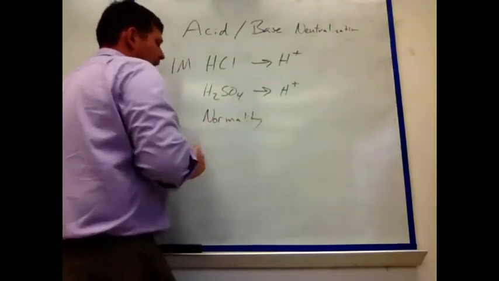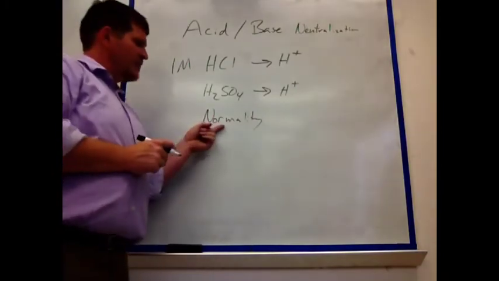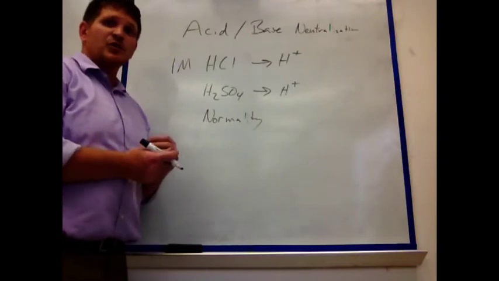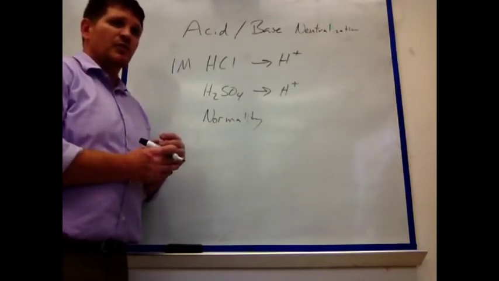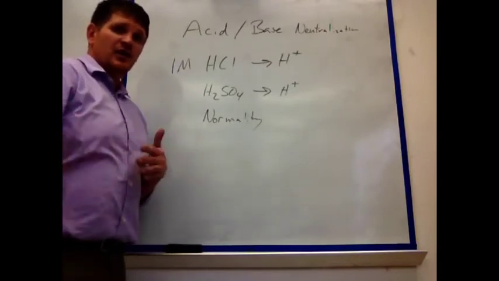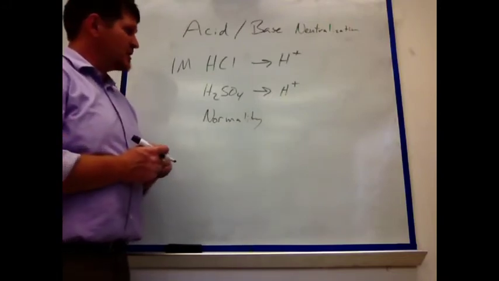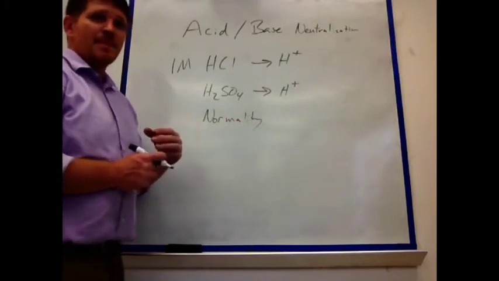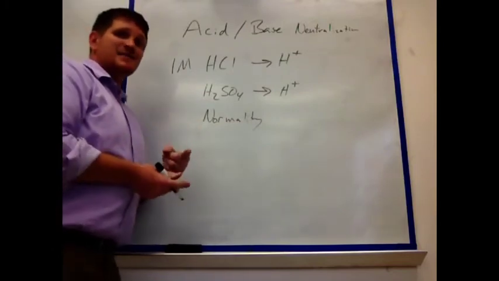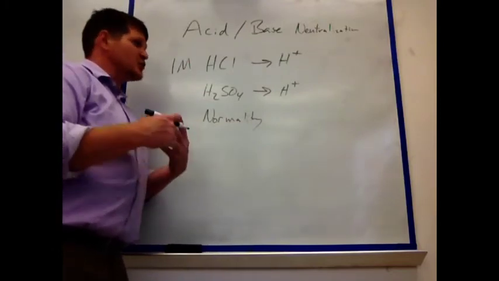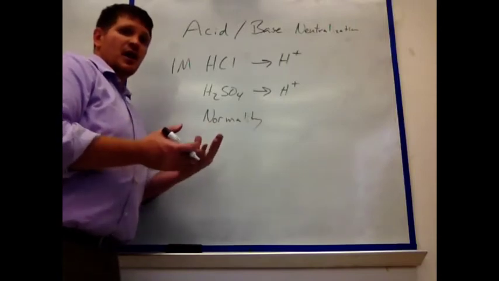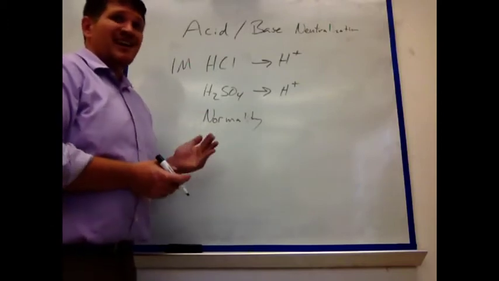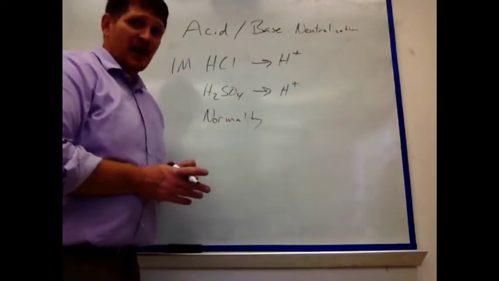So normality is going to be very beneficial to us when we're doing diprotics and triprotics, or we're doing bases that have more than one OH attached to it. So yes, it has the same molarity, but now it's got twice as many H's. So that means the H's do twice as much work on whatever it is that it's attacking. Since we're doing neutralization, it has twice the effect on the base.